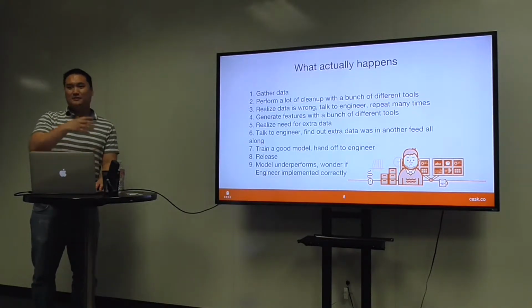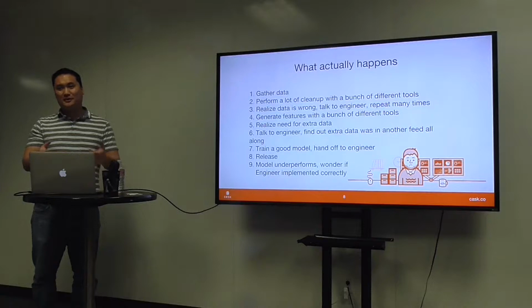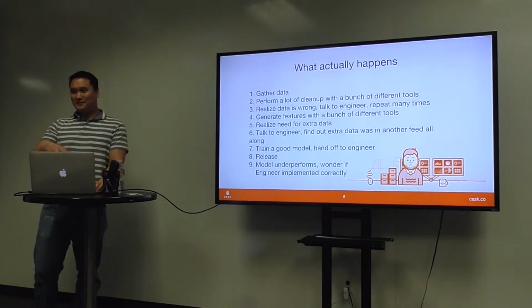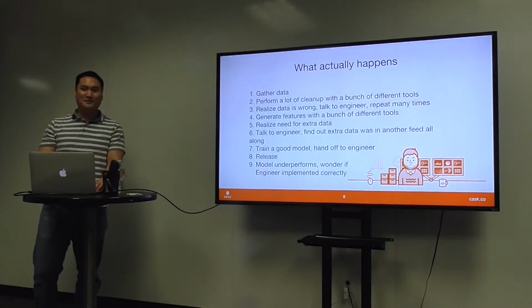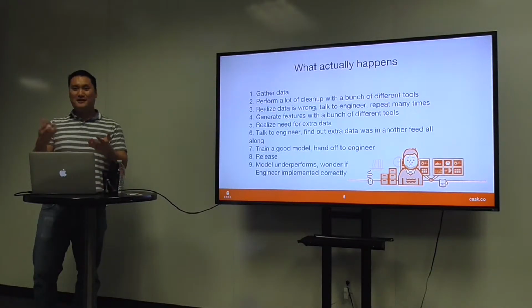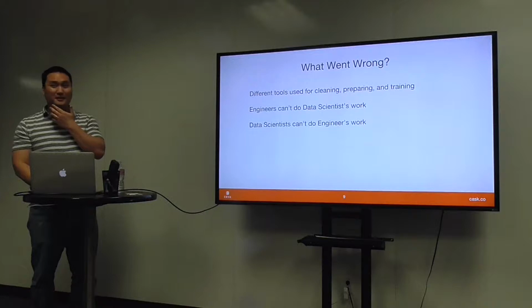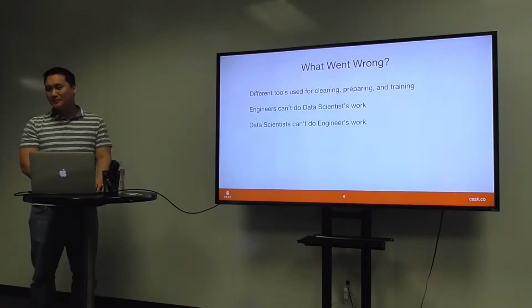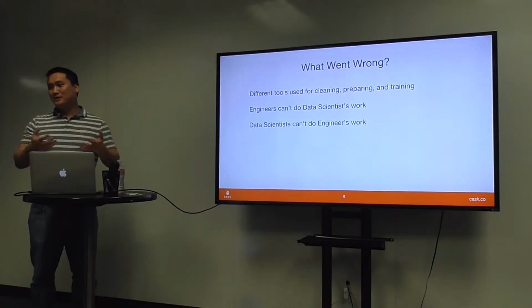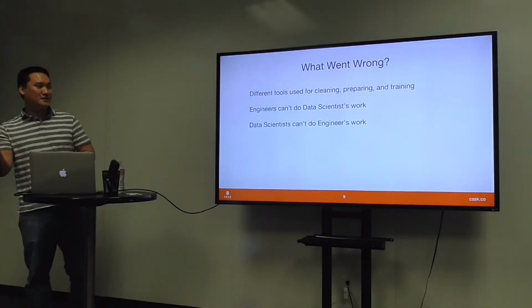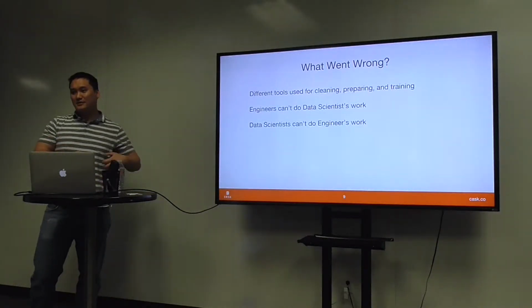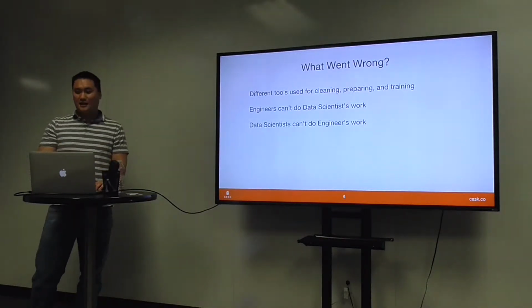So eventually, after a whole bunch of time, they train a good model, hand it off to the engineer. Engineer rewrites it, right? You release it, it underperforms, and then they wonder if the engineer actually did it correctly. Likewise, I don't know what's wrong, right? So what went wrong there? There's a couple things, and it's basically that there's all this handoff happening, right? The engineer can't really use any of the stuff the data scientist did. The data scientist can't do his stuff in a way that engineering can use it. And they're using a whole bunch of different tools for preparing, for cleaning, for training. Right? There's not a single place.